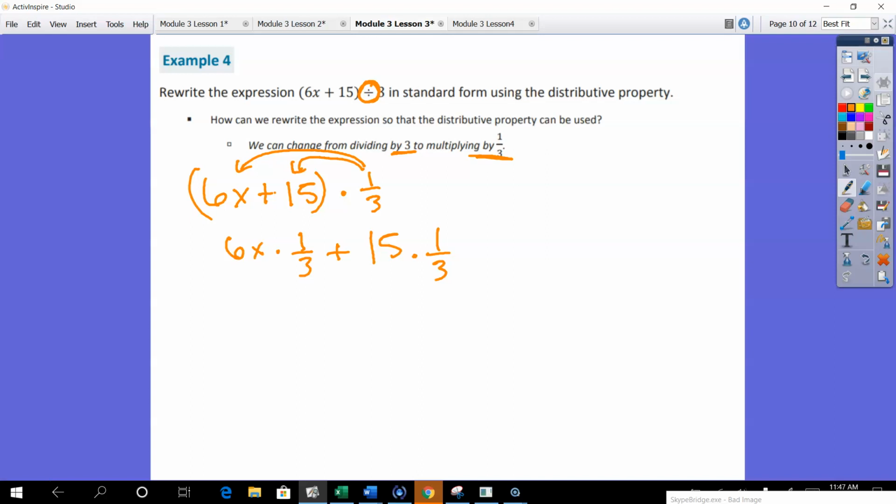Okay, so 6x over 3 plus 15 over 3. 6 divided by 3 is 2x, plus 15 divided by 3 is 5. So 2x plus 5 is our answer there.